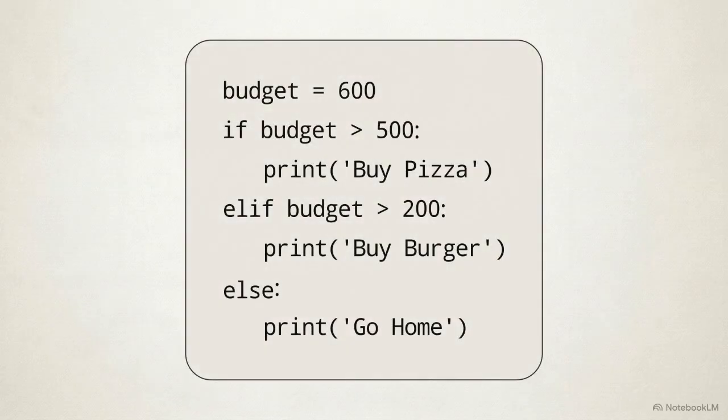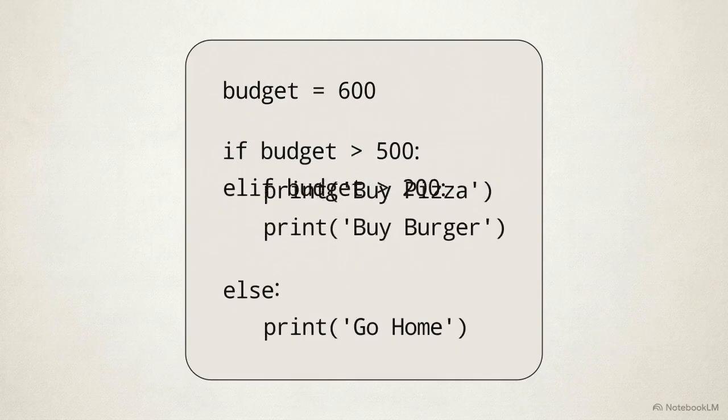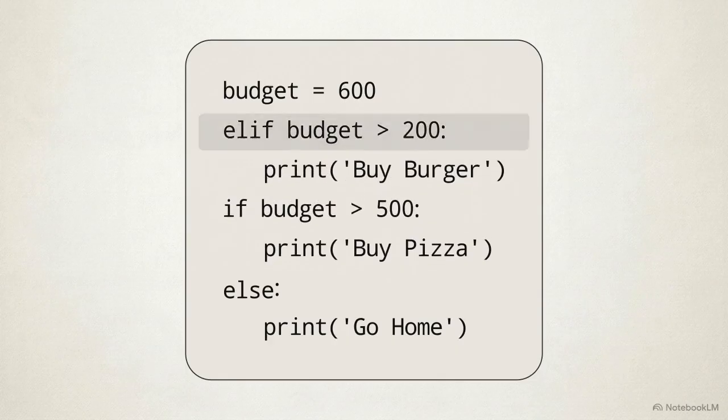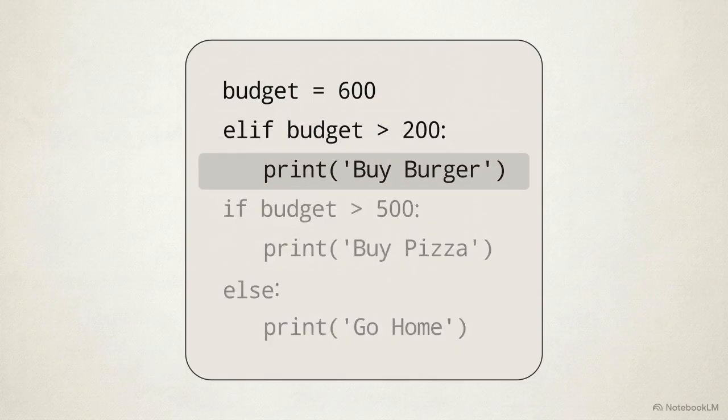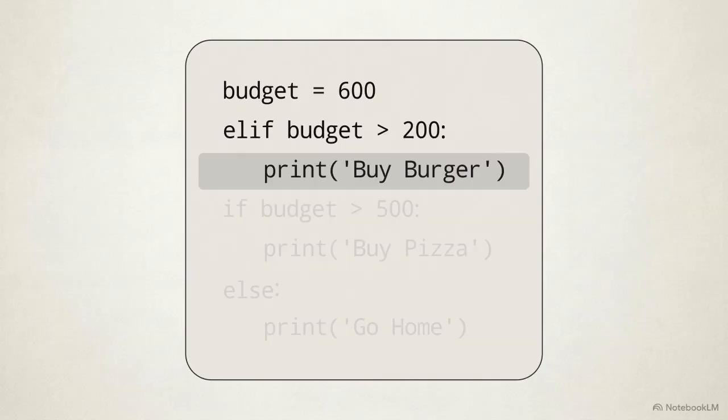Check your logic against the screen. Ensure your indentation is correct and your colons are in place. Because Python stops reading the moment it finds a true statement, the sequence of your elif ladder dictates the outcome. If you put greater than 200 at the very top, an input of 600 would trigger the burger block and skip the pizza check entirely.